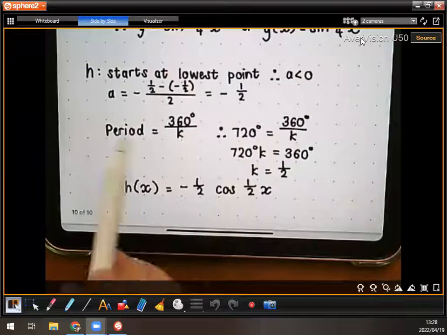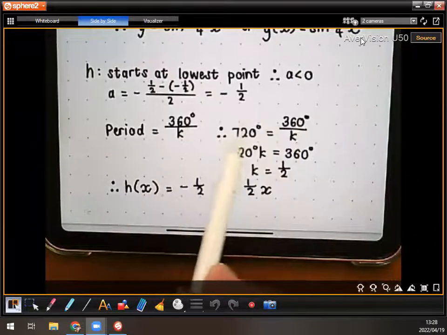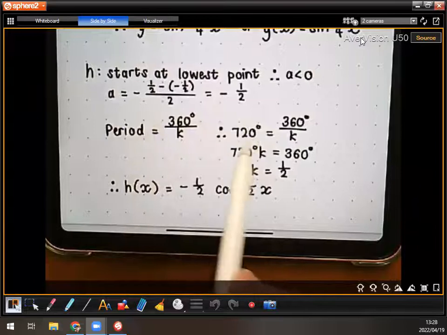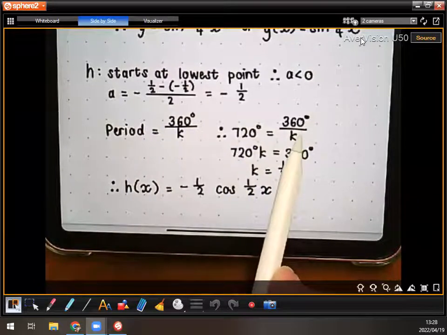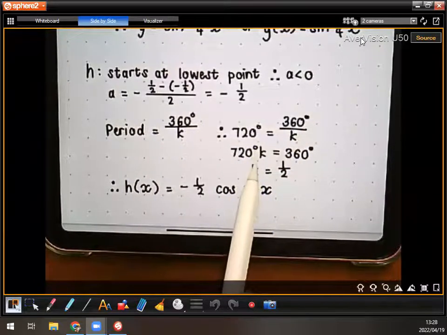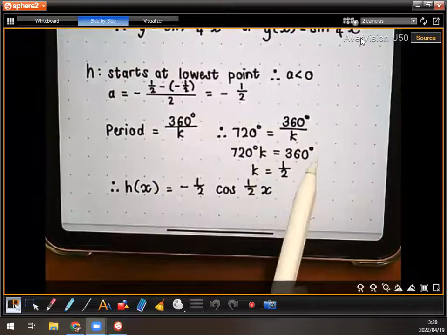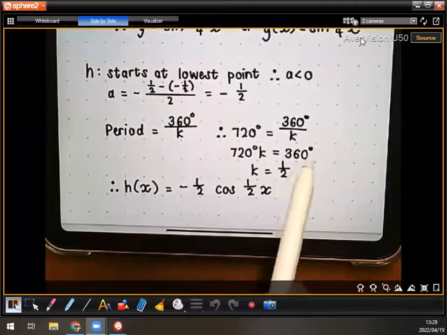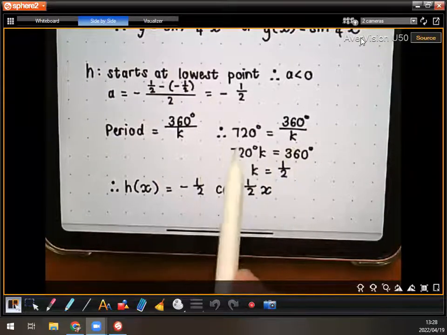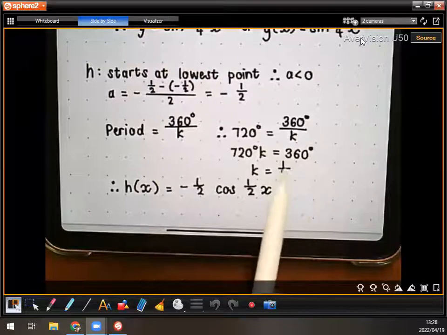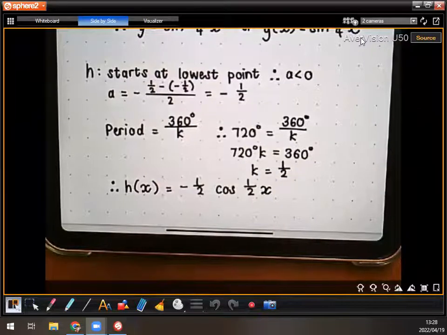So I just use that formula again. The period is 720 now, so I put that in the place of period here. That is equal to 360 over k. You move the k over to the other side, like we just did, and then to get k, it's going to be 360 over 720. You need to take 360 and divide it by 720. So the k value then is 1/2.